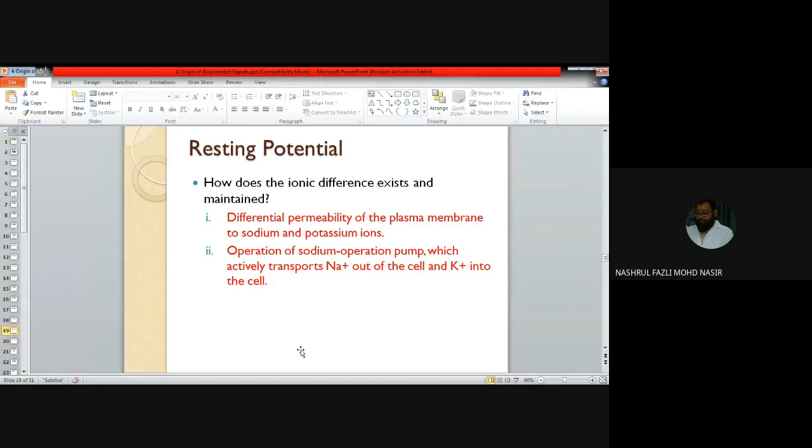Okay, let's go to 19. So how does the ionic difference exist and get maintained? Differential permeability of the plasma membrane to sodium and potassium ions. So permeability means how the ions can pass through. In layman's terms, how can the plasma membrane let go or let in those ions. And then we have a pump which can transport the natrium ions out of the cell and kalium ions into the cell.